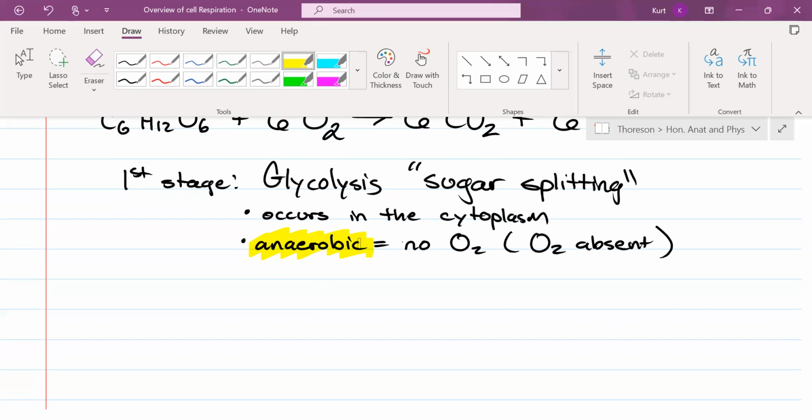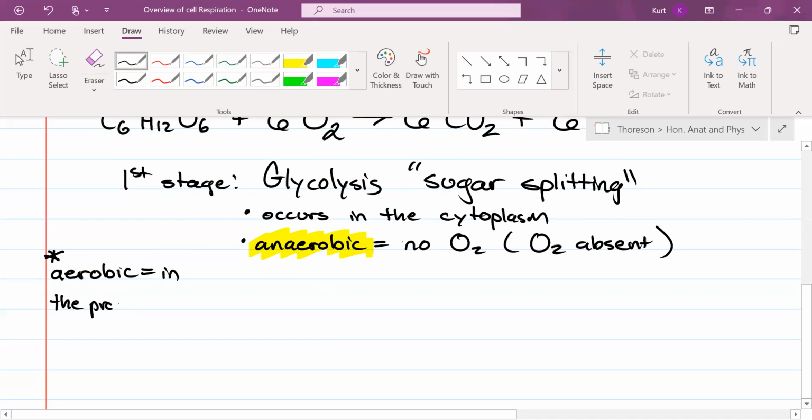Grace, what is the opposite of anaerobic? Aerobic. She's in my AP Bio class. So not only do you guys have to know what anaerobic means, but I want to put this over here on the side. You need to know what aerobic means too. Aerobic means in the presence of oxygen. Just want to throw that out there.